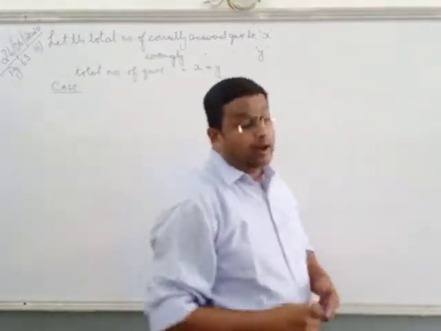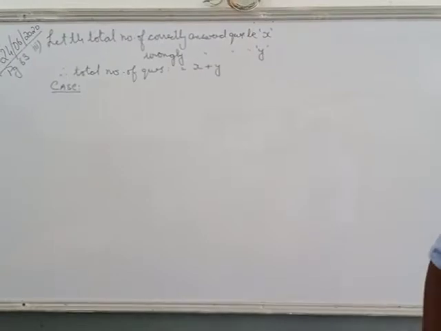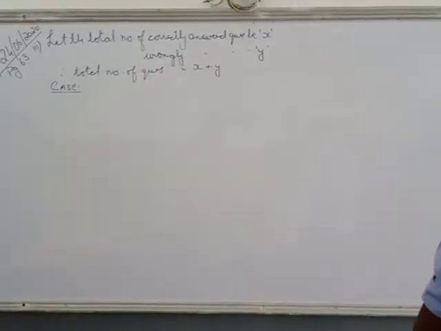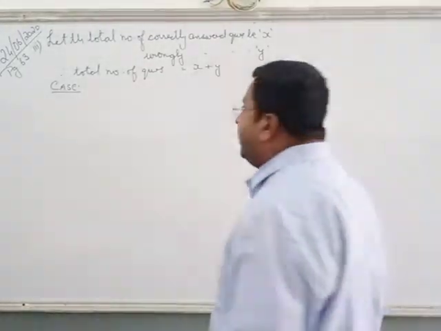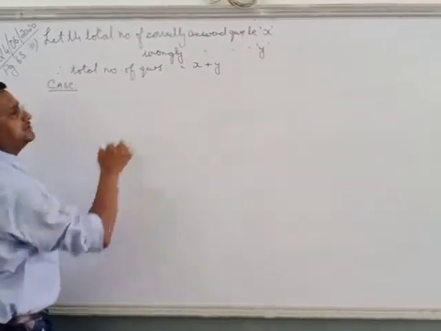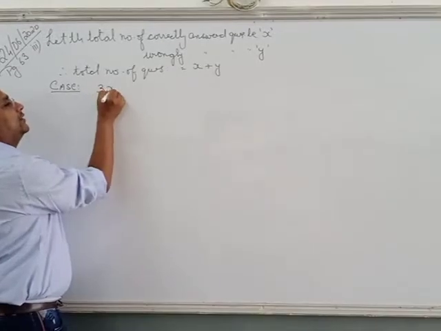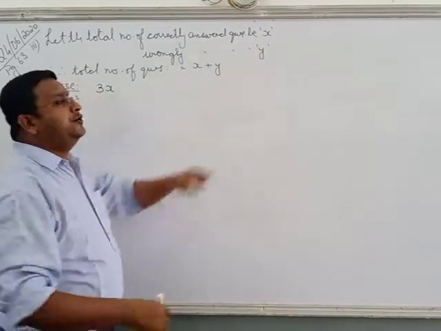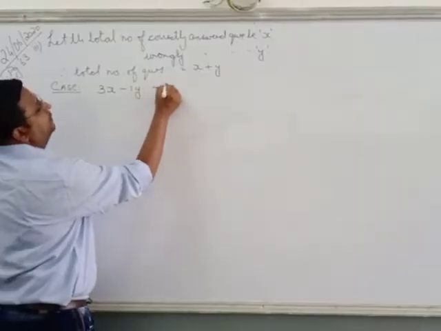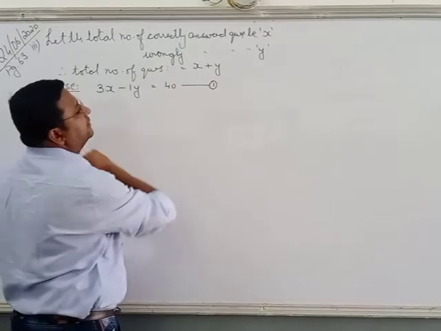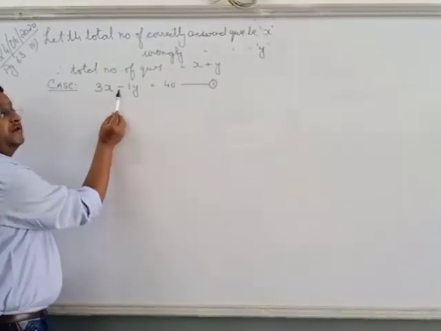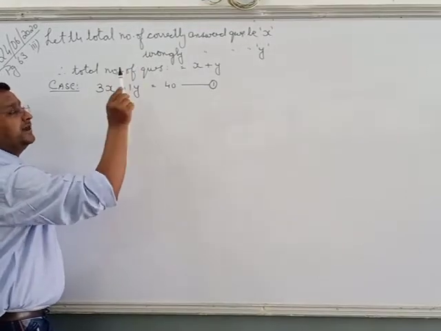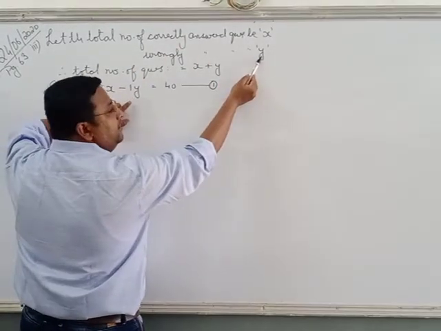Now case first. In case first, the total marks he has got was 40. Now how did he get 40? He says getting 3 marks for each right answer and losing 1 mark for each wrong answer. There are X number of correctly answered questions, he is getting 3 marks for that. So 3X is the total marks he got. But for every wrong answer, 1 mark was deducted. So 1 into Y, minus 1Y, the total he gets is 40. Equation number first. I hope it is clear why we have subtracted. 1 mark was deducted for each wrong answer. There were Y number of questions wrongly answered. So 1 into Y, 1Y.